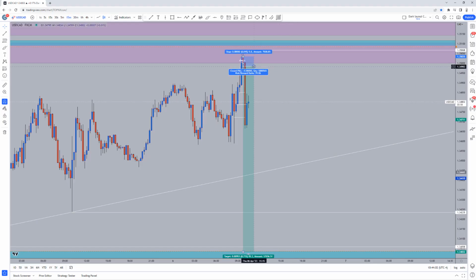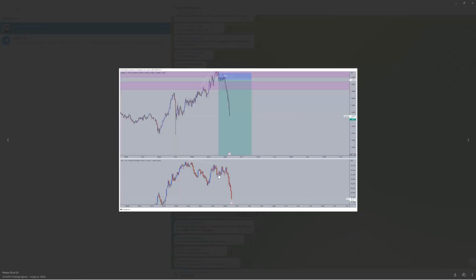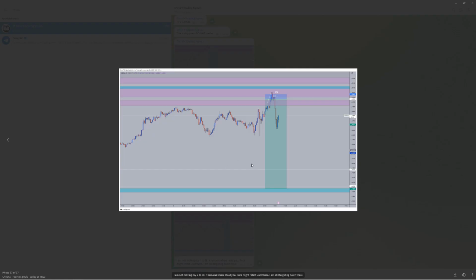So the trade is still running. This is now the stop loss, which we leave at 5 pips. We don't care if it gets hit because, as I said, I still have 10% of the whole position running. I have closed 90% with 3 targets that I hit, and I advised the same to the Telegram group as well. I said right here, in the last post that I made, I am not moving my stop loss to break even. It remains where I told you.